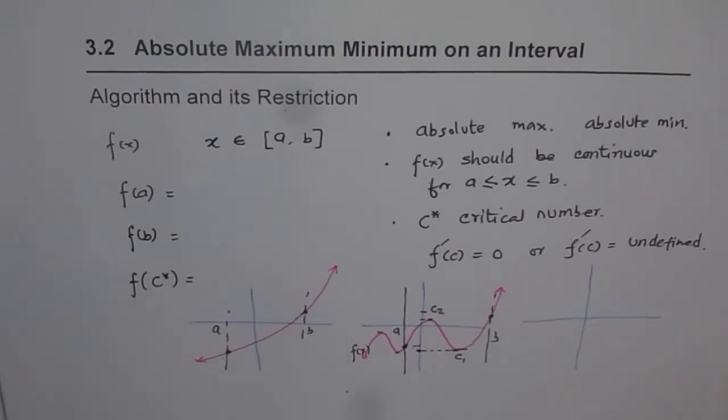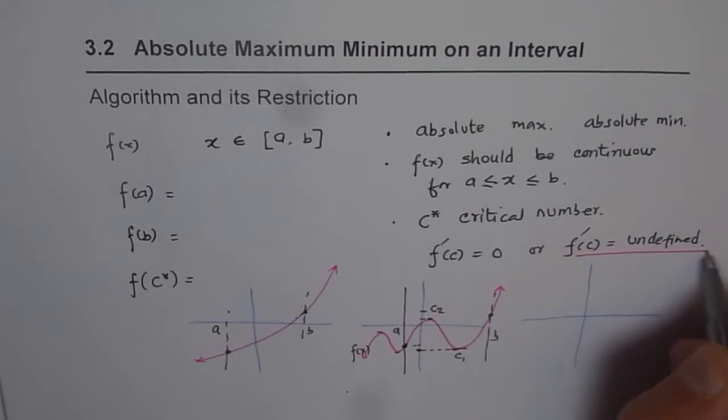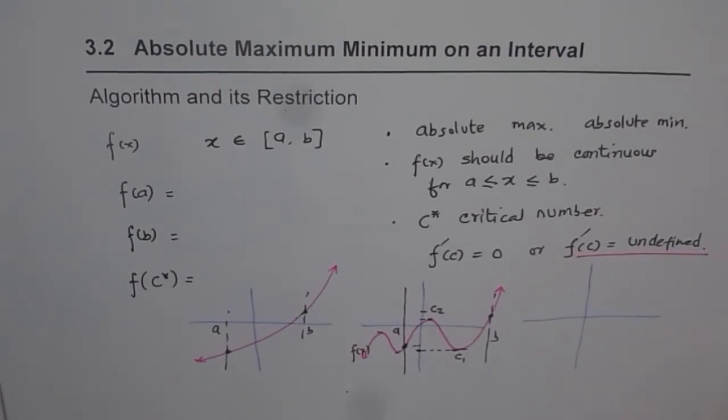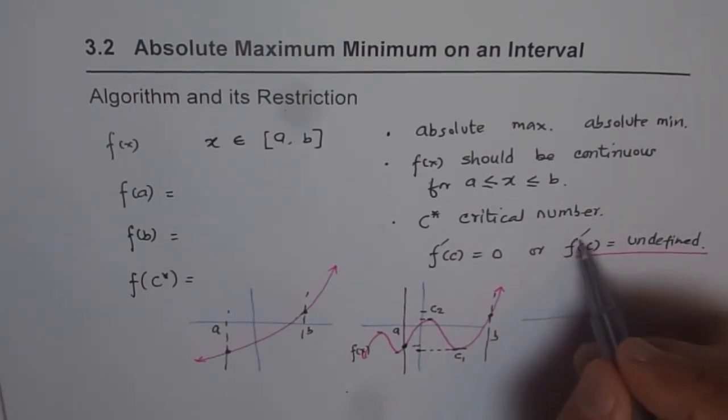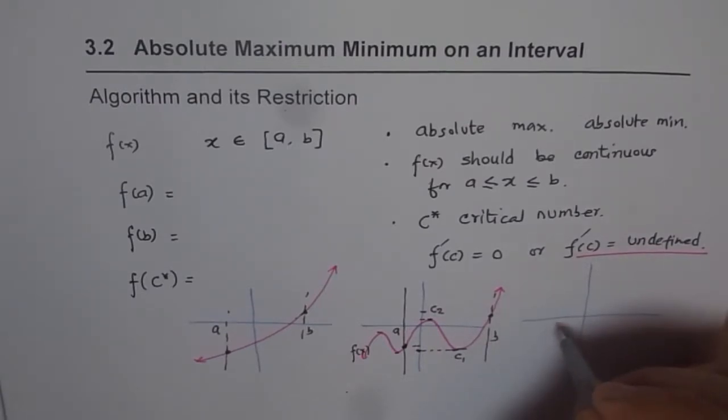Now here I have one more example to share with you, and that is to cover the case of undefined derivative. Can you give me some examples where we may have a maximum or a minimum and the derivative is undefined? How about the absolute function?